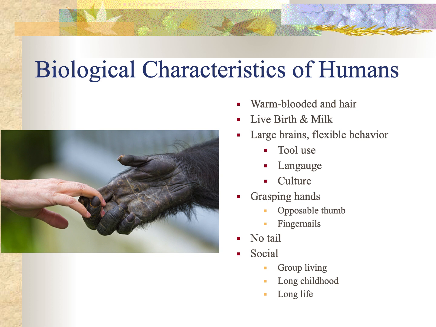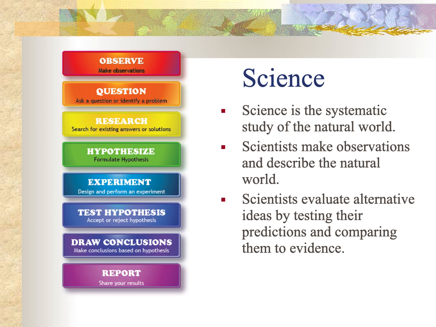Anatomically, they have hands with opposable thumbs, fingernails, not claws, no external tail, and humans are extremely social. They live in groups for the most part, and they take care of their offspring during a long childhood, and they have a relatively long life.